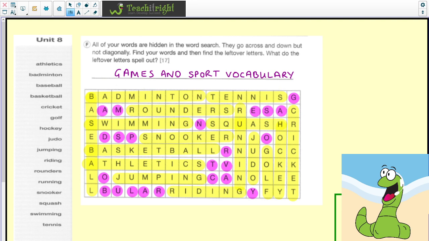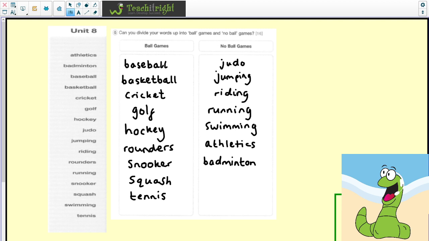Let's move on now to the next part, and you had to arrange those sports into 2 categories. The ones that required a ball and the ones that required no ball. This is often really useful, particularly when you do question types like odd one out. And they may, for example, give you baseball, basketball, cricket, and then judo. And you would select judo because you don't use a ball to actually do that sport. Or it might be the other way around, where you had something like jumping, riding, running and hockey. Well, hockey's the only one that does use a ball. So really useful to do this.